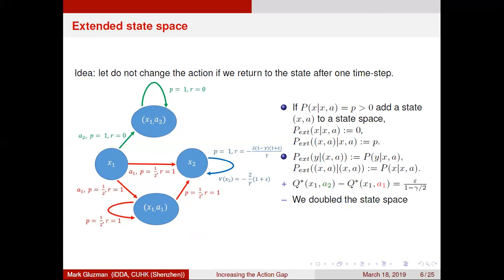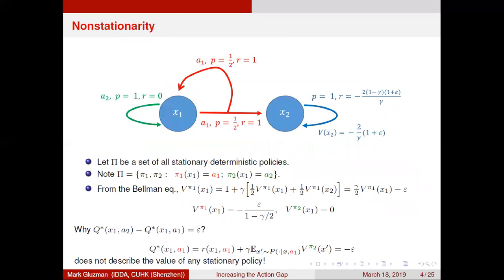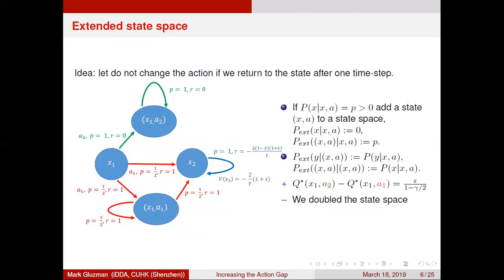So in this case, you can see that there is no problem that the Q function will measure some non-stationary policy. We basically have to follow either green transitions or red. In this case, if we calculate the optimal Q values, our action gap will be the correct value, epsilon divided by 1 minus delta 2.